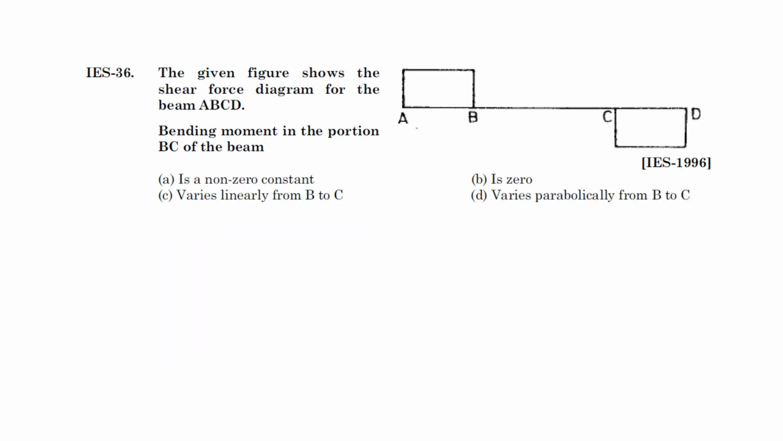Next question. Obviously, this is SFD, the shear force diagram for the ABCD beam. So the bending moment diagram in the portion BC, they are asking what is the bending moment in this region. The options are: non-zero constant, zero, varies linearly from B to C, varies parabolically from B to C.